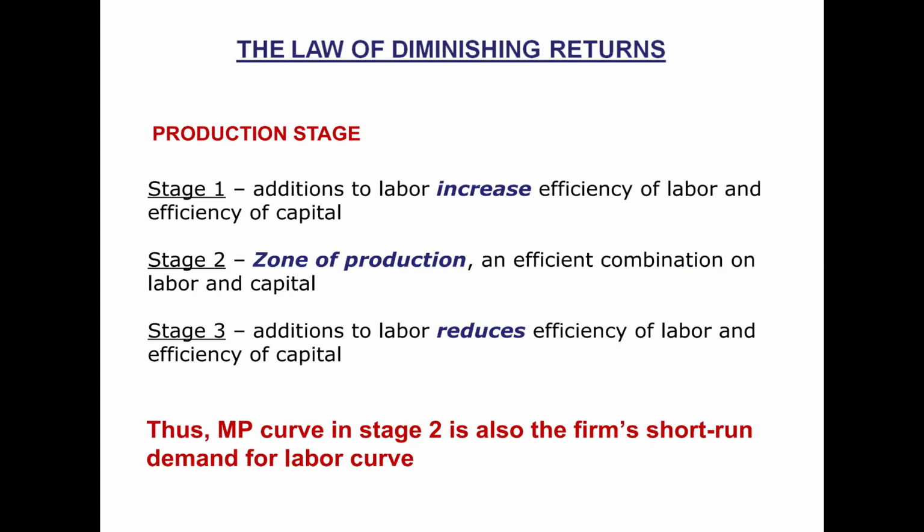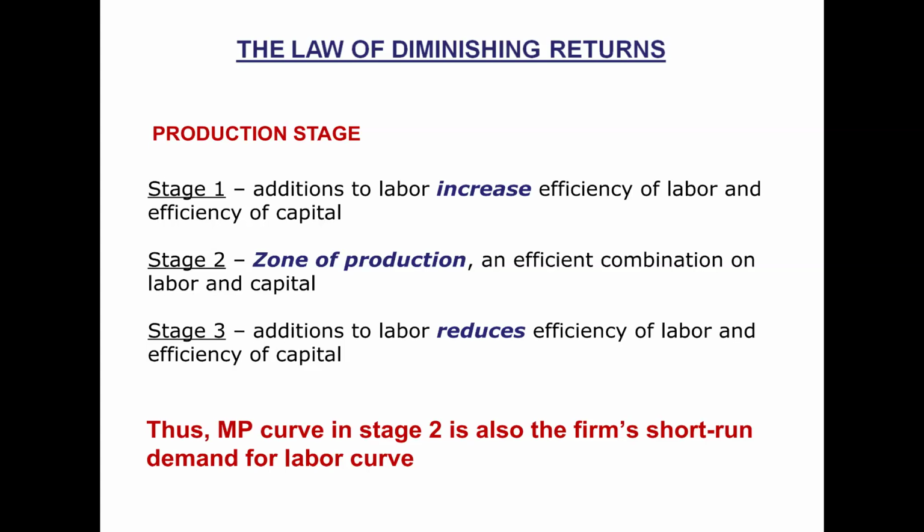Then the second zone has what you call constant returns to scale. During the zone of production, the second stage, you have constant returns to scale. At that point, you have just a very efficient combination of labor and capital. But finally, in stage number 3, you have diminishing returns, like decreasing returns to scale. At that point, additions of labor will reduce the efficiency of labor. This is what I was telling you. You add more people until the people stop being efficient because there are too many at the same working place. So this is the interpretation.